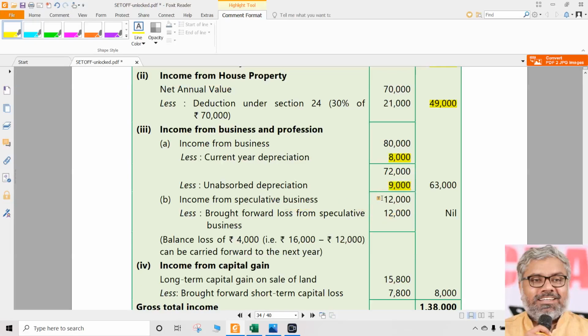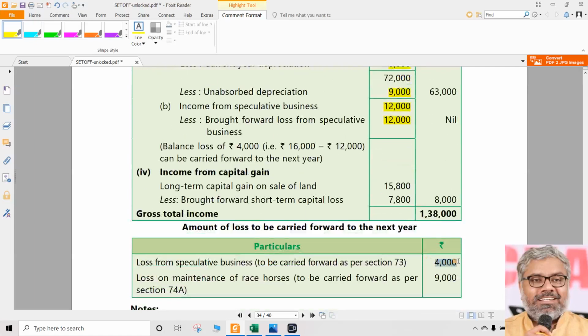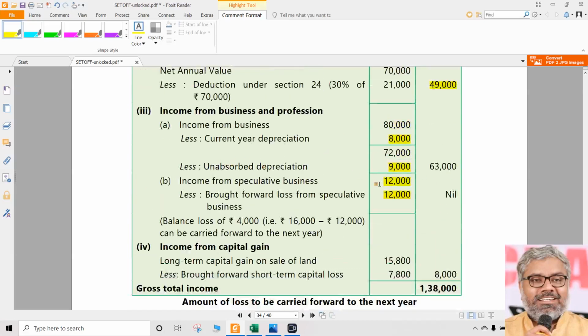Then we have income from speculative business 12,000, and the entire amount can be set off because there is a total loss from speculative business of 16,000, in which 12,000 is adjusted here and 4,000 is carried forward here. So this is the amount of income from PGBP. So 80,000 minus 8,000 minus 9,000. The amount is 63,000, which goes to the outer column.